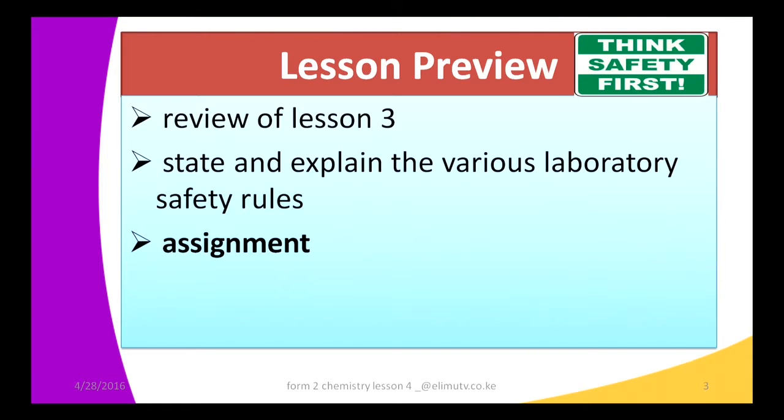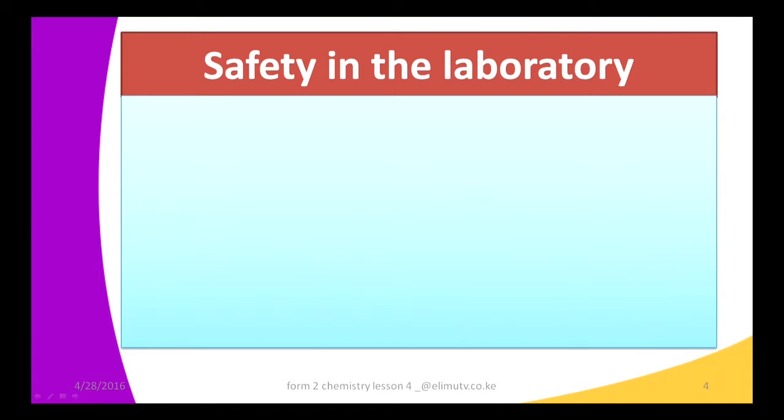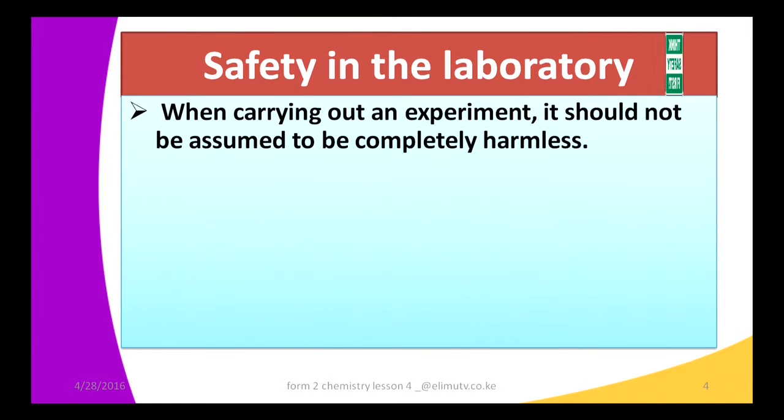Now, we want to begin our lesson by having a brief overview of safety in the laboratory. So, why do we need safety in the laboratory? And why do you think safety is very significant in any practical, in the lab? So, safety becomes very important because whenever carrying out an experiment, it should not be assumed to be completely harmless. Not all experiments done in the laboratory are assumed to be harmless. Any experiment conducted in a lab has its own dangers. It can actually harm, so they are not harmless. So that assumption, we should not assume that way.